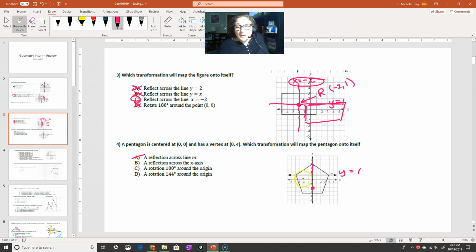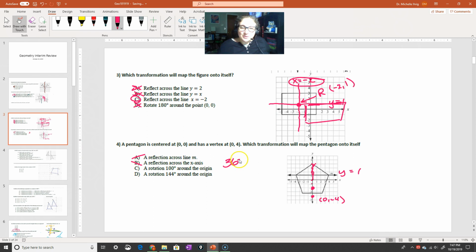For it to be choice B, we know that this vertice is 4 units up because it says 0, 4 is one of the vertices. So that means our other vertice would have to be down here at 0, -4, which it's not. So it can't be choice B, because then that would be the x-axis reflection. So now we're at 100 degrees versus 144 degrees.